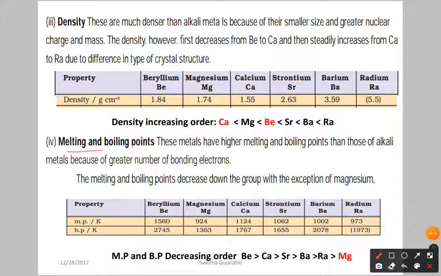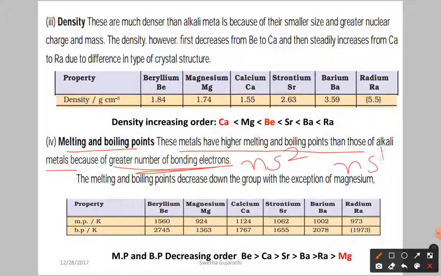Next, if you see melting point, boiling point, here they have the higher melting point, boiling point than those of the alkali metals. Remember, first A group, because of what? They have more number of bonding electrons. Why? Because in the valency configuration we have ns2, which means we have 2 electrons. But in the case of first A group elements we have ns1, isn't it?